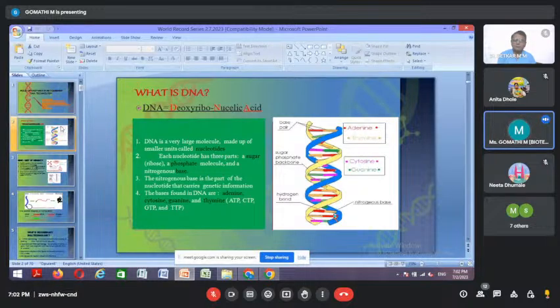The basic thing that is required is DNA. We all know DNA is deoxyribonucleic acid. It's a very large molecule made up of smaller units called nucleotides. Each nucleotide has three parts: a sugar molecule, which is a ribose or a deoxyribose, a phosphate molecule, and a nitrogenous base. The nitrogenous base is the part of the nucleotide that carries genetic information. The bases found in DNA are adenine, cytosine, guanine, and thymine.